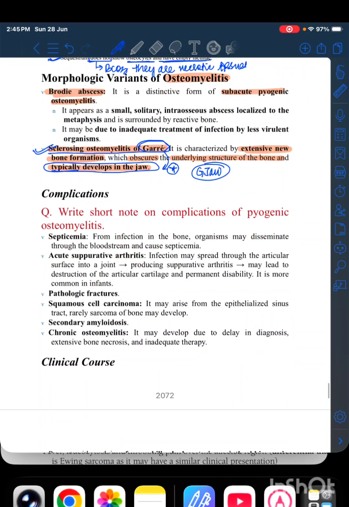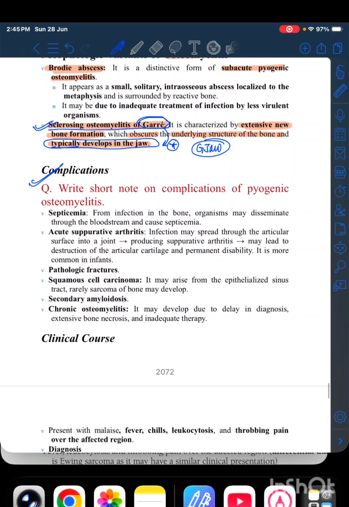Okay. Now we have complications. Complications of pyogenic osteomyelitis: septicemia. It will cause sepsis. From infection in the bone, the organism may disseminate through the bloodstream and cause septicemia. From the bone, it will enter the blood, causing septicemia. Acute suppurative arthritis: infection may spread through the articular surface into a joint, producing suppurative arthritis. May lead to destruction of the articular cartilage and permanent disability, common in infants.